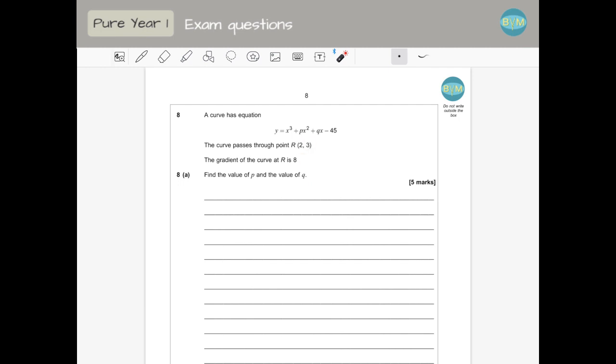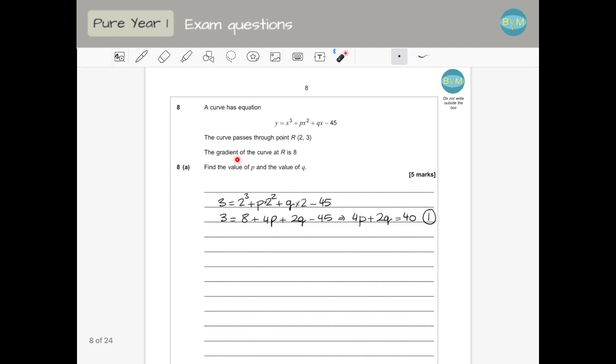If the curve passes through point R (2, 3), that means the point satisfies the equation. So we can substitute y by 3 and x by 2, and we have an equation that relates p and q. So x is 2, 2 cubed is 8, so we have 3 is 8 plus 4p plus 2q minus 45. If we reorganize, we have 40 is 4p plus 2q. That's one equation with p and q.